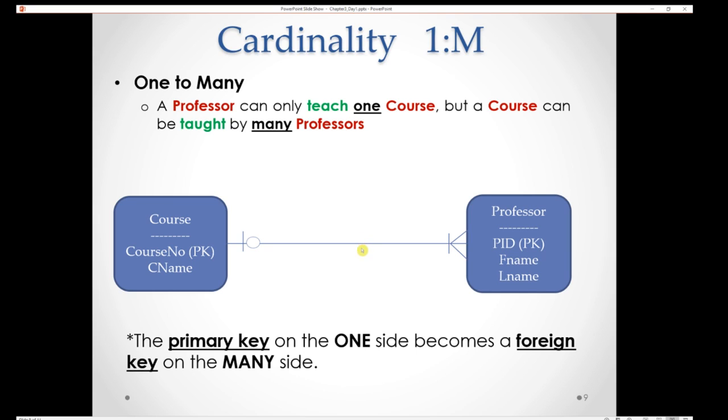There's a simple set of rules to follow when determining which entity receives the foreign key. In the case of a one-to-many relationship, the primary key on the one side becomes a foreign key on the many side. So the course number would be inserted as a foreign key on the professor's side. That way we could easily look up a professor and see which course they were related to.